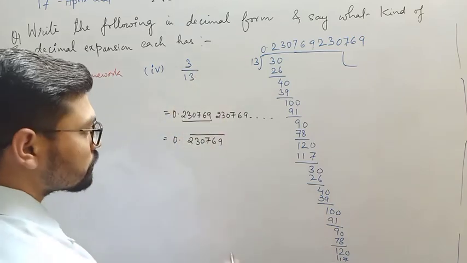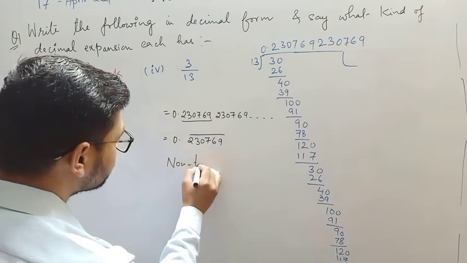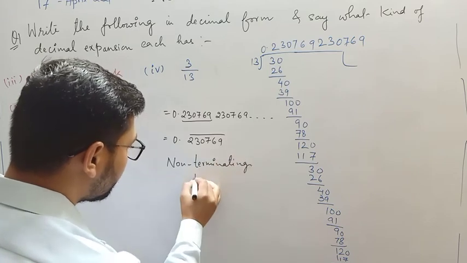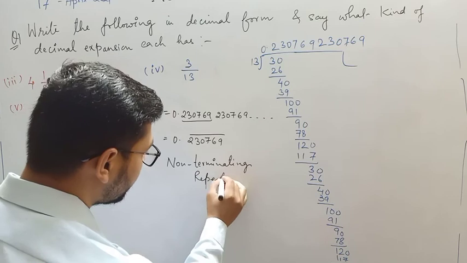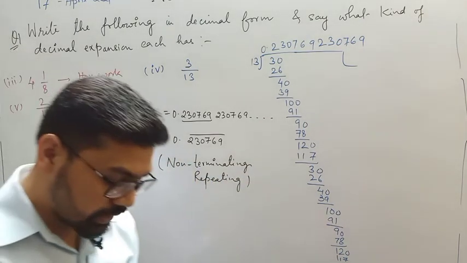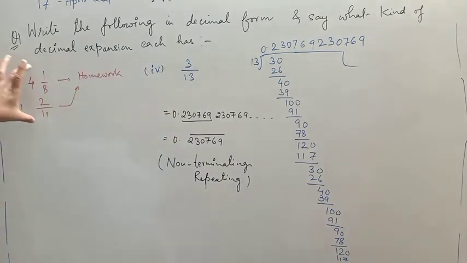Now this is a non-terminating, repeating decimal expansion. So this is a non-terminating repeating decimal expansion. Please note it down fast. These two are your homework.